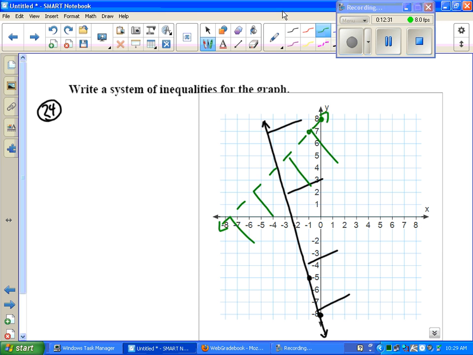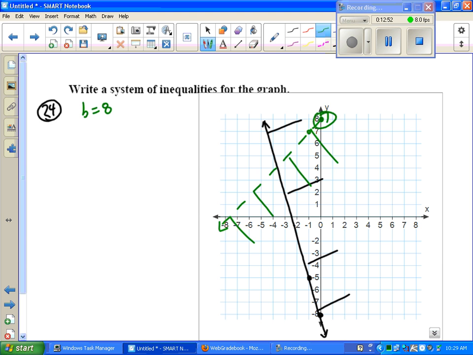Okay, number 24, notice the pictures that we have. What's important is that you get the b value and the m value from the pictures. If you look at the green equation as I have it drawn up here, its b value is 8. You can see where it crosses through the y-axis. So its b value is 8.